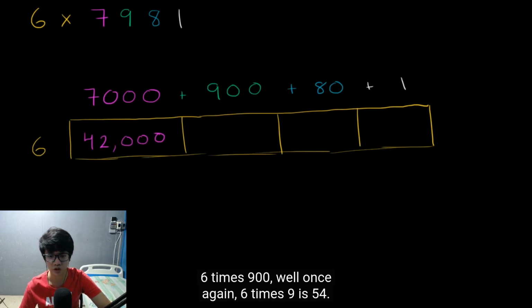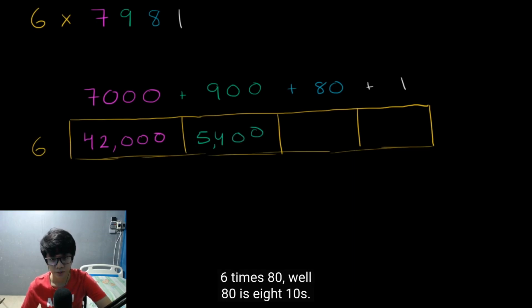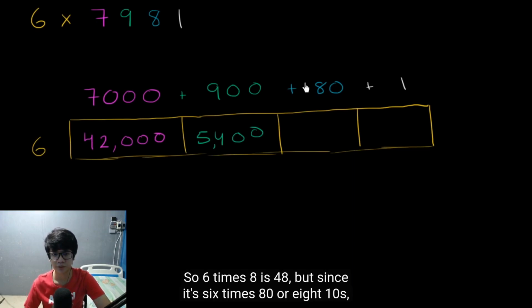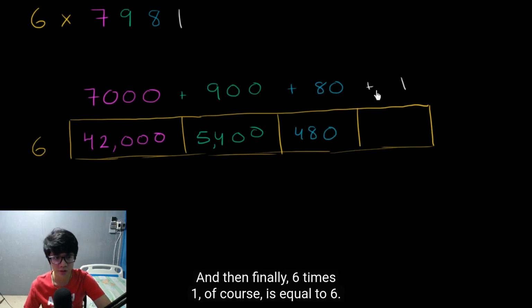6 times 900, well, once again, 6 times 9 is 54. So 6 times 900 is 5,400. 6 times 80, well, 80 is 8 tens. So 6 times 8 is 48. But since it's 6 times 80 or 8 tens, this is going to be 48 tens or 480. And then finally, 6 times 1, of course, is equal to 6. And then we're going to add all of those.